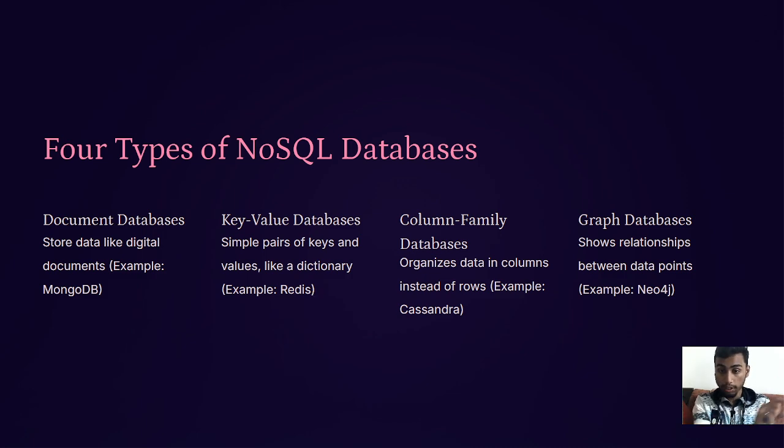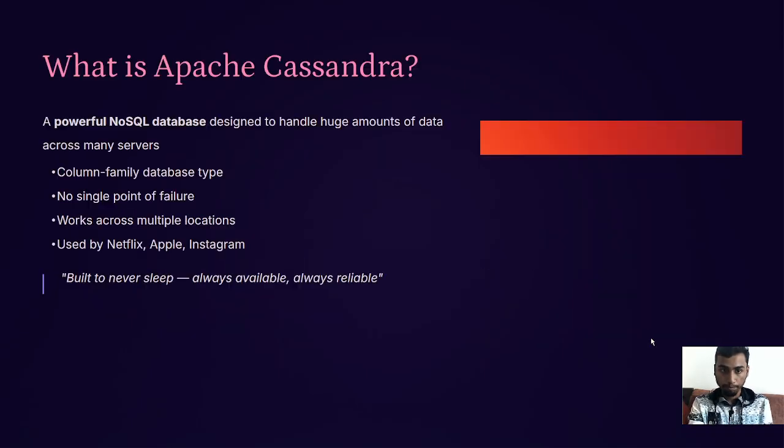In column family databases, the data is organized in columns instead of rows. In Cassandra, which is our topic, we use a column family database, which is used to store the data in the form of columns. Another type is the graph database. The graph database shows relationships between the data points, and the example of it is Neo4j.